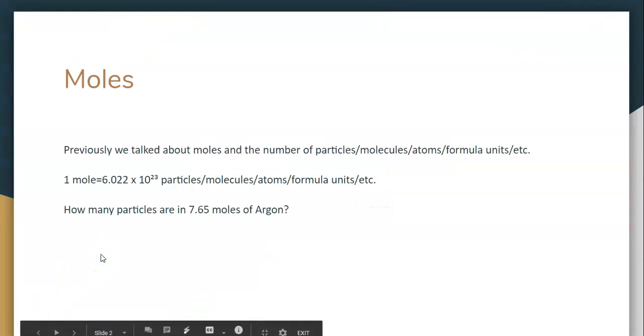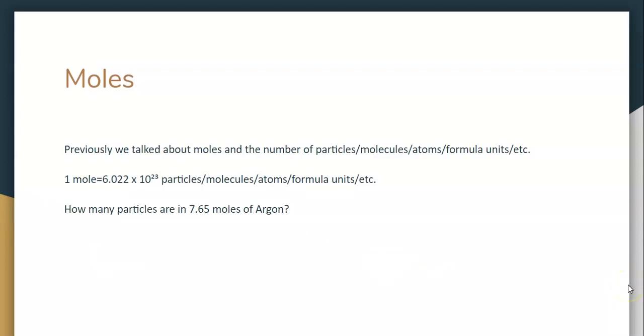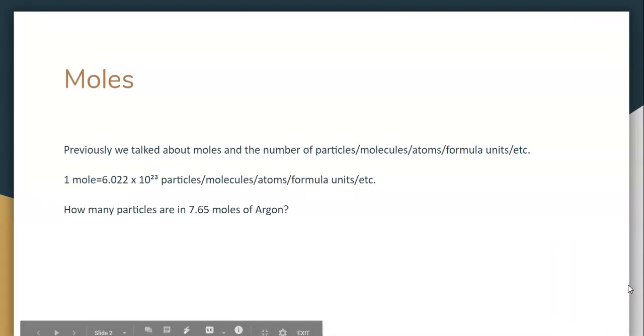So moles. Previously we talked about moles. They're not the little critters that are in the ground. These are the amount of a substance, and it's the number of particles in a formula unit: the amount of particles, molecules, atoms, formula units in a substance.